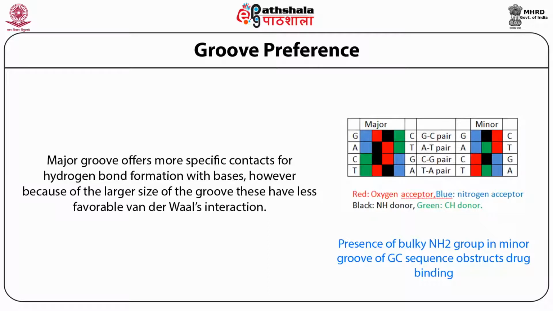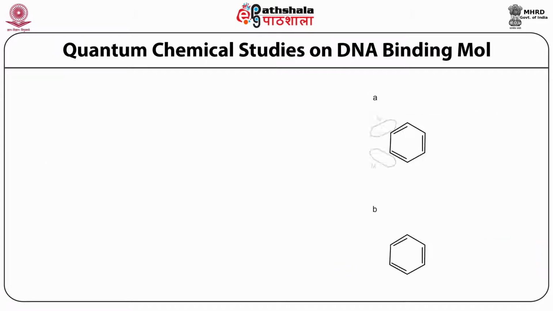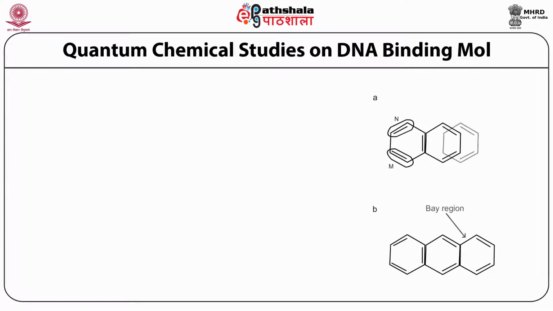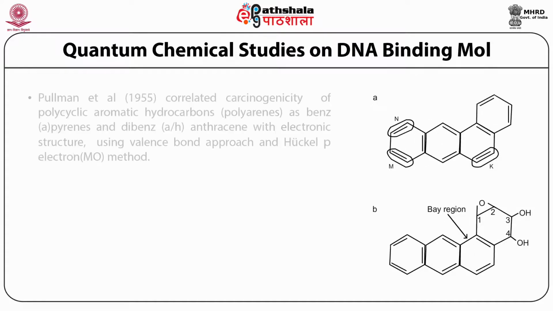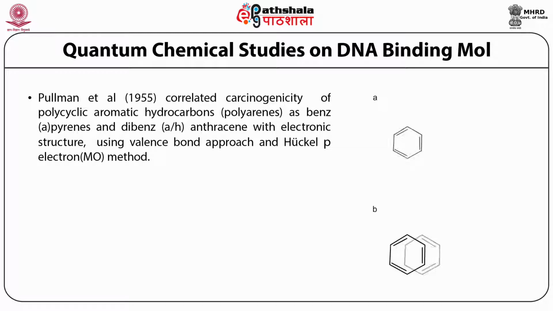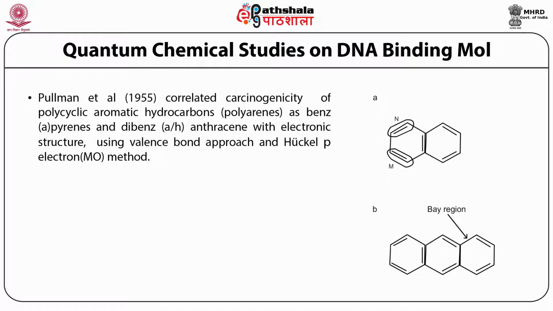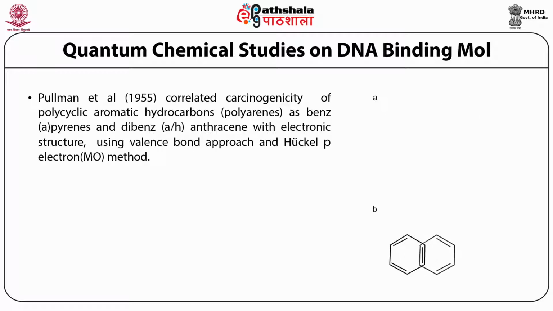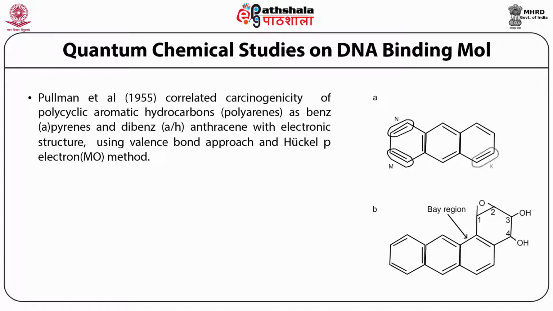Presence of bulky amino NH2 group in the minor groove of GC sequences obstructs DNA binding in minor groove of GC sequence. The first quantum chemical studies on DNA binding were reported by Pullman's group in 1955. They tried to correlate carcinogenicity of polycyclic aromatic hydrocarbons, polyarenes, such as benzpyrene and dibenzanthracene, with electronic structure using a very simple method, valence bond approach and Huckel pi electron molecular orbital method.